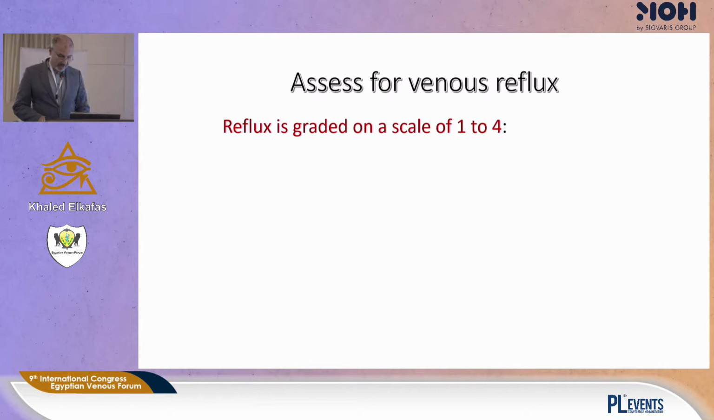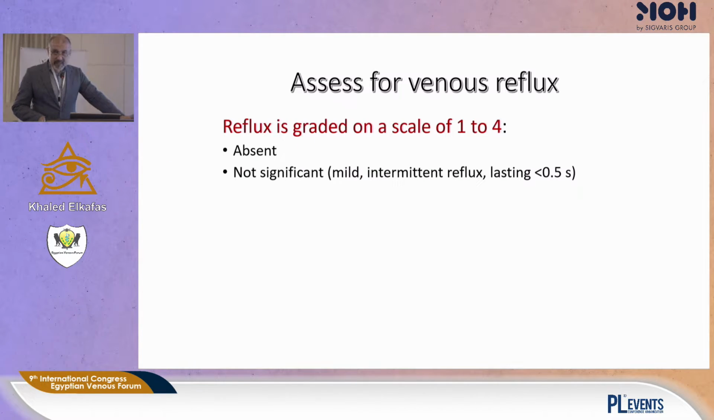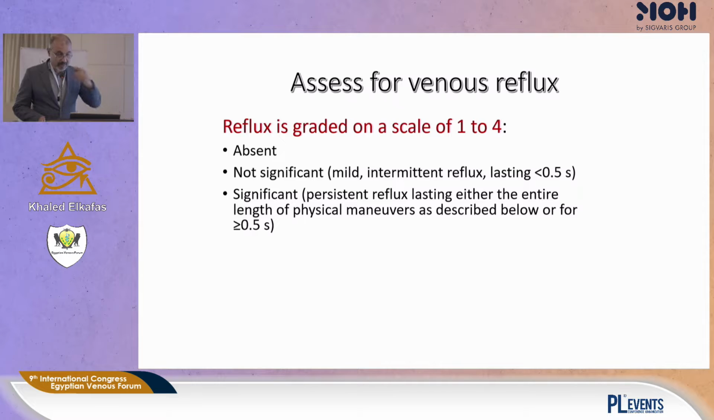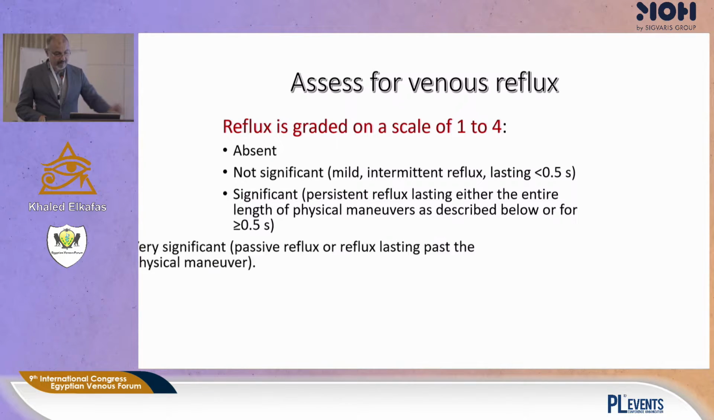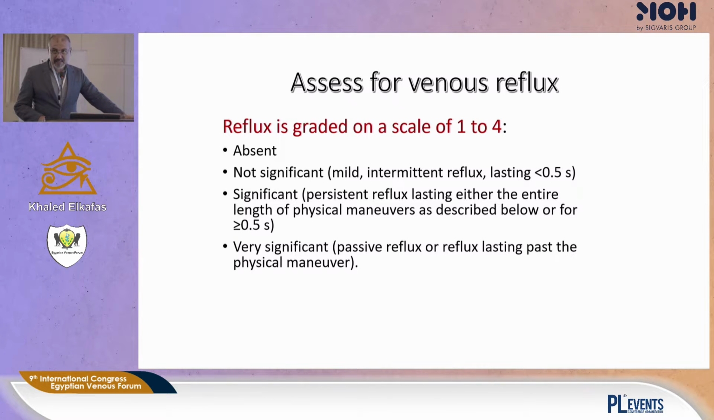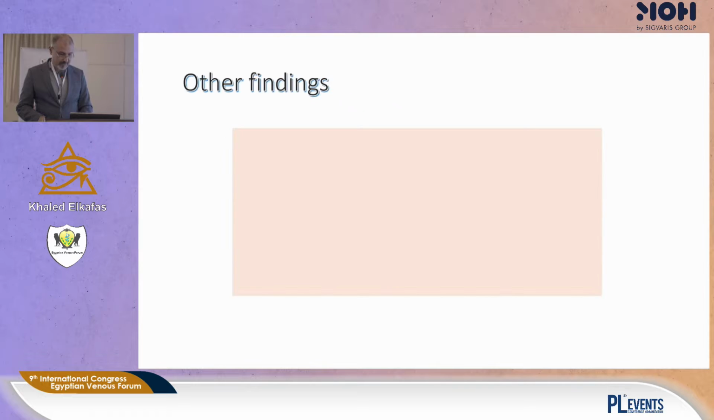The reflux is graded on a scale from 1 to 4. Grade 1 is not present, absent. Grade 2 is not significant; we call it mild intermittent reflux, lasting less than 0.5 seconds. Significant is persistent reflux during the whole physical maneuvers, which we will talk about later, or reflux lasting more than half a second. Very significant is passive or spontaneous reflux lasting past the physical maneuvers.